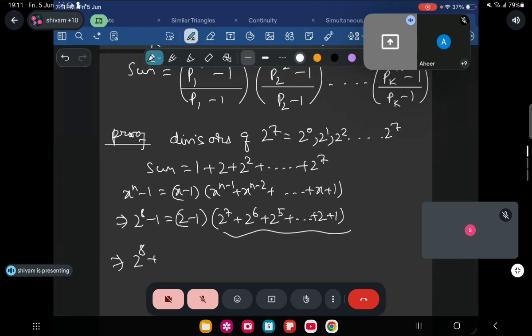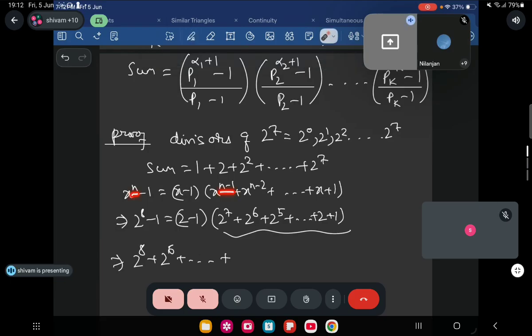Aviraj, Nilanjan, tell me. Yes, sir, but why are you taking 2 to the power 8? Why are you increasing by 1 power? Where am I increasing the power? It's 2 to the power 8 minus 1. Because if you substitute n equal to 8, then only n minus 1 equals 7. I need the value of this expression. Is it clear?